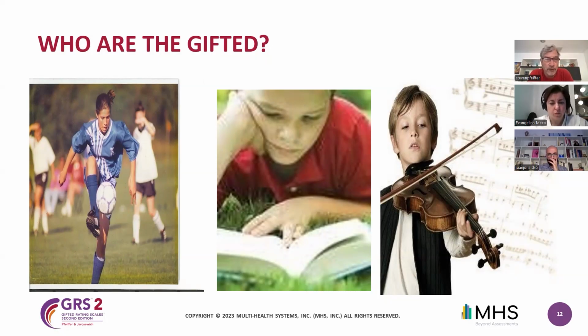The first picture is a young girl who's gifted in athletics, in what you call football. In fact, that's a picture of my daughter, who was a very good football player when she was young. The second picture shows a child who's gifted in academics and reading. And the last picture shows a child who's gifted in music. So children can vary in their gifts. Next slide.